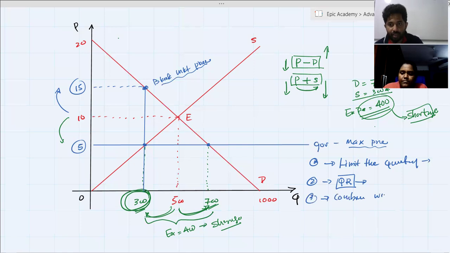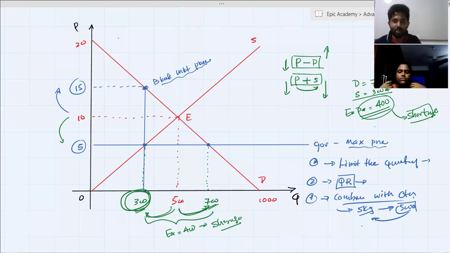Combine with other commodities. If you need to buy 5 kilos of rice, your bill must be more than 5,000. Something like that limitation. Okay, practically, that is how it works.